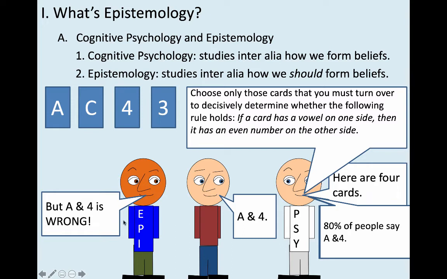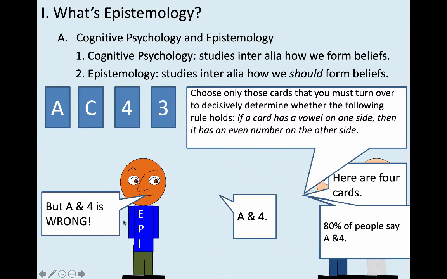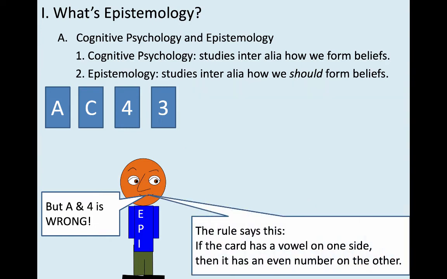So the epistemologist says A and 4 is wrong. And now what I want you to see is why A and 4 is wrong, although this is primarily to illustrate the distinction between what cognitive psychologists do and what epistemologists do. The epistemologist is now going to go on to do her job and explain why A and 4 is wrong, or to show that it's wrong, to explain why. So the rule says this: if a vowel on one side, then an even number on the other.